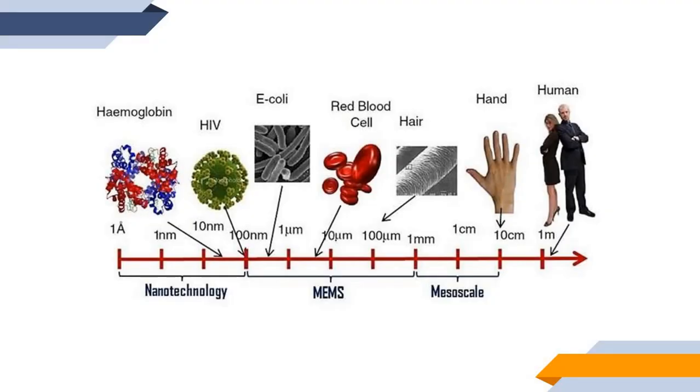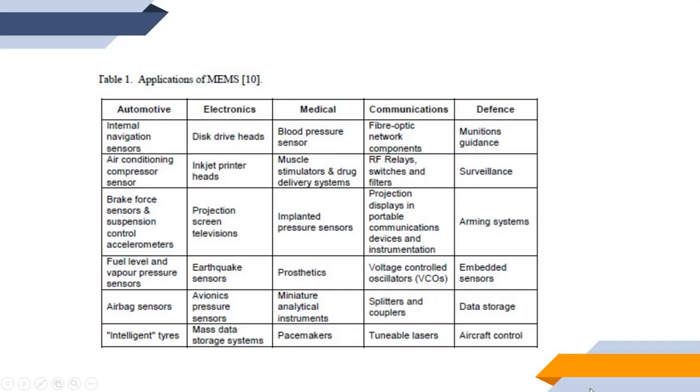In a MEMS system, the devices will have a size ranging from 1 micron to 1 mm. So you can visualize from this picture how small the components manufactured in MEMS devices are. There are various application areas of MEMS. In the automotive sector, electronic sector, medical sector, communication sector and defense sector, we have various types of applications of MEMS.